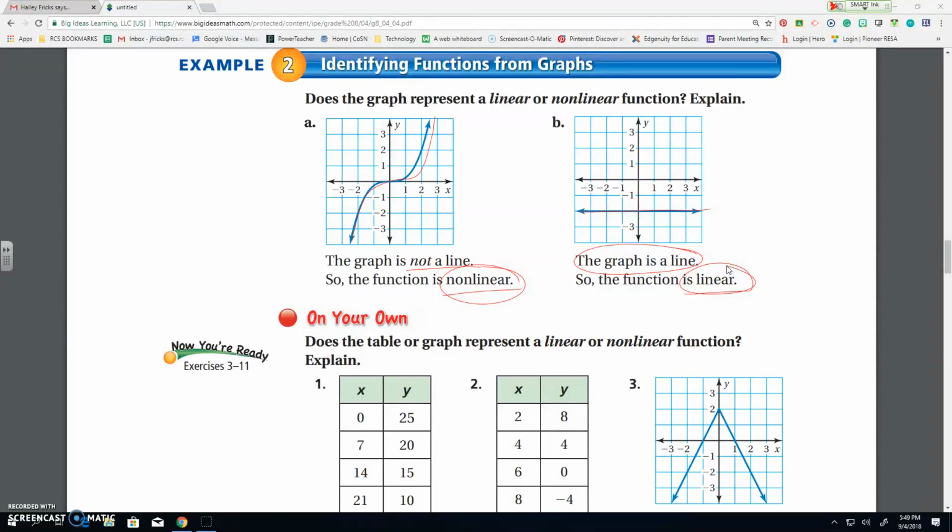So to explain that, you would just simply explain it and tell us that it's a straight line, therefore it is a linear function. Alright, take a second, pause the video, and see if you can do the next ones on your own. And it says, does the table or graph represent a linear function or non-linear function? And explain. So see if you can do 1, 2, and 3 too.